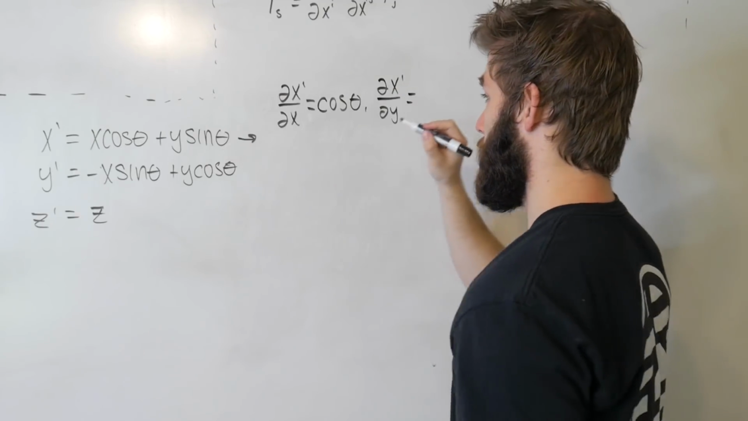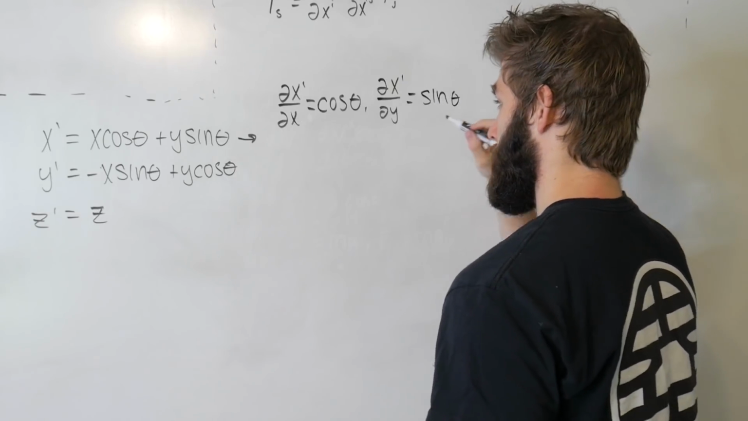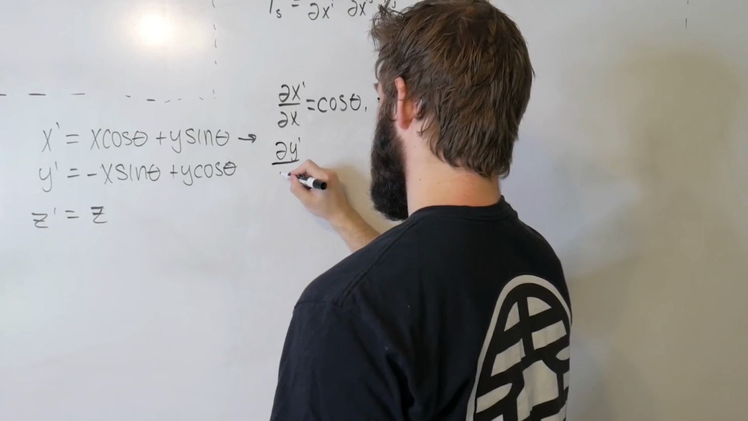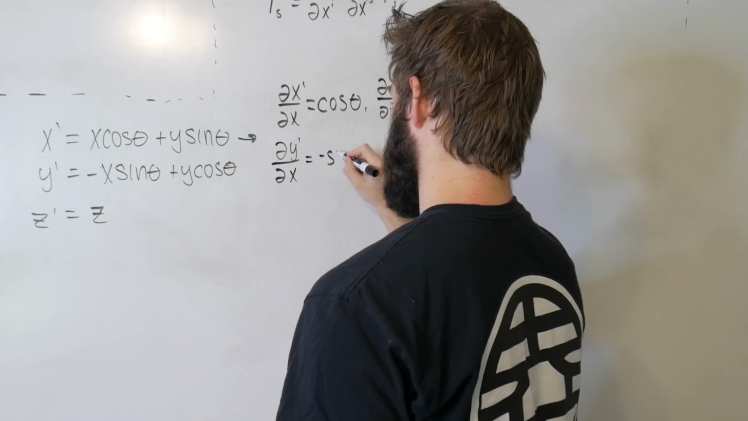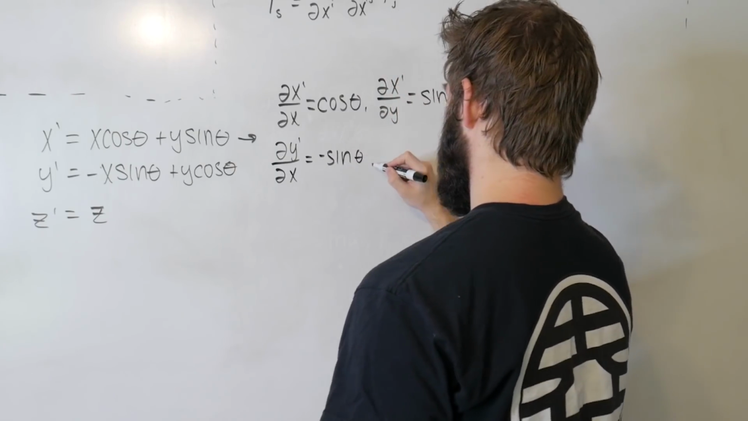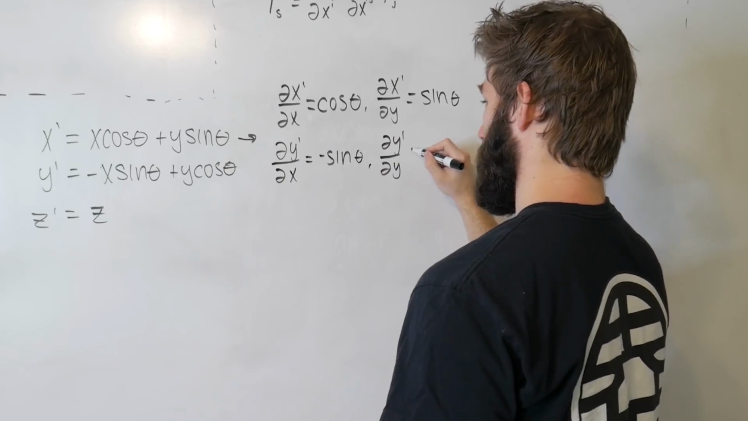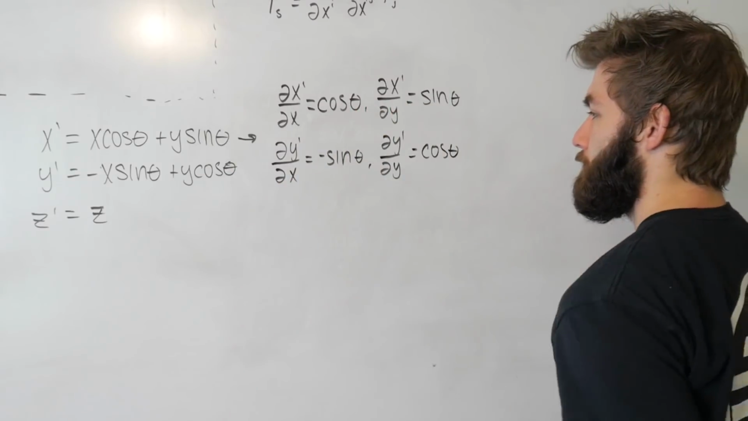That's going to give me a sine of theta. Okay, and then I can also do dy prime dx and dy prime dy. And we're going to substitute this stuff in.